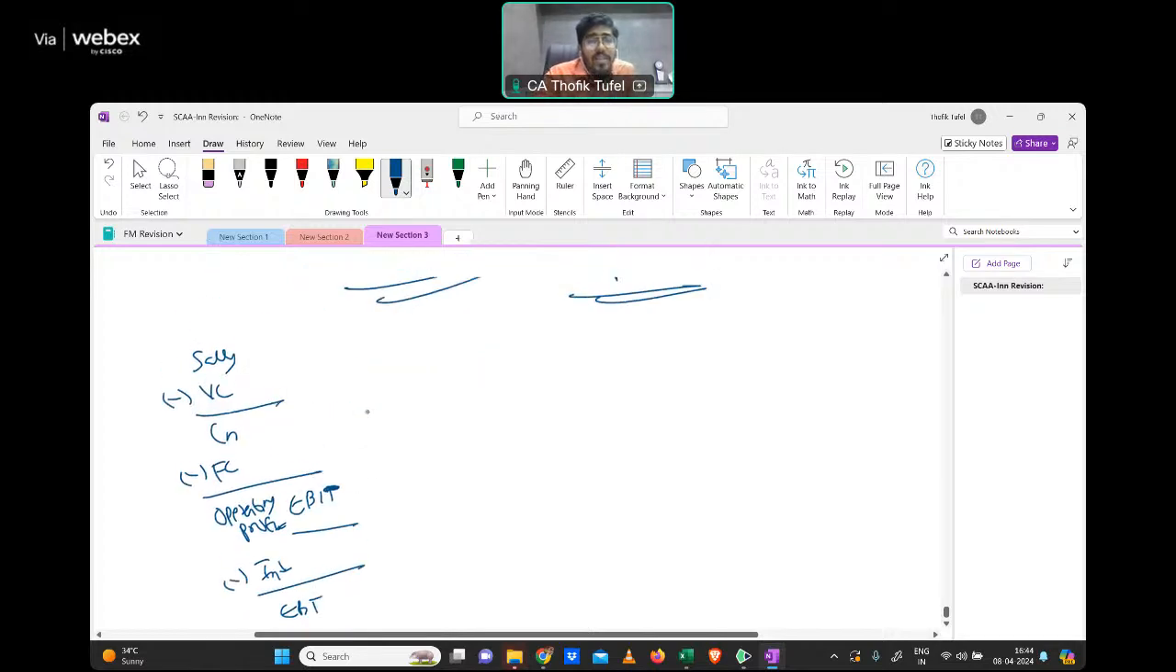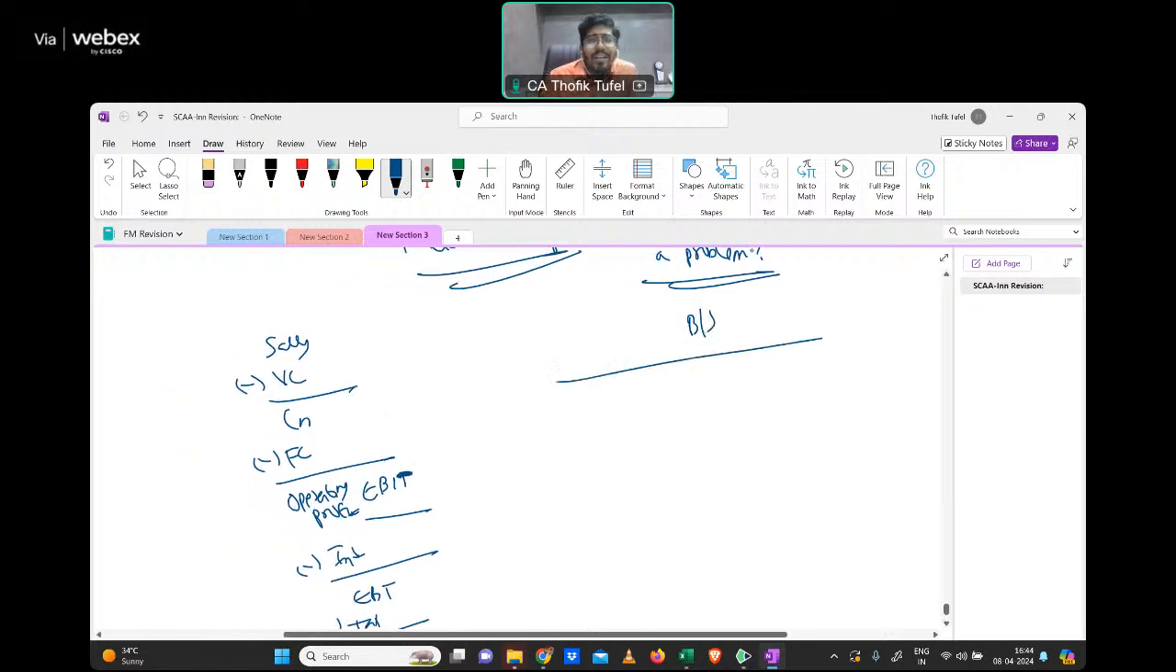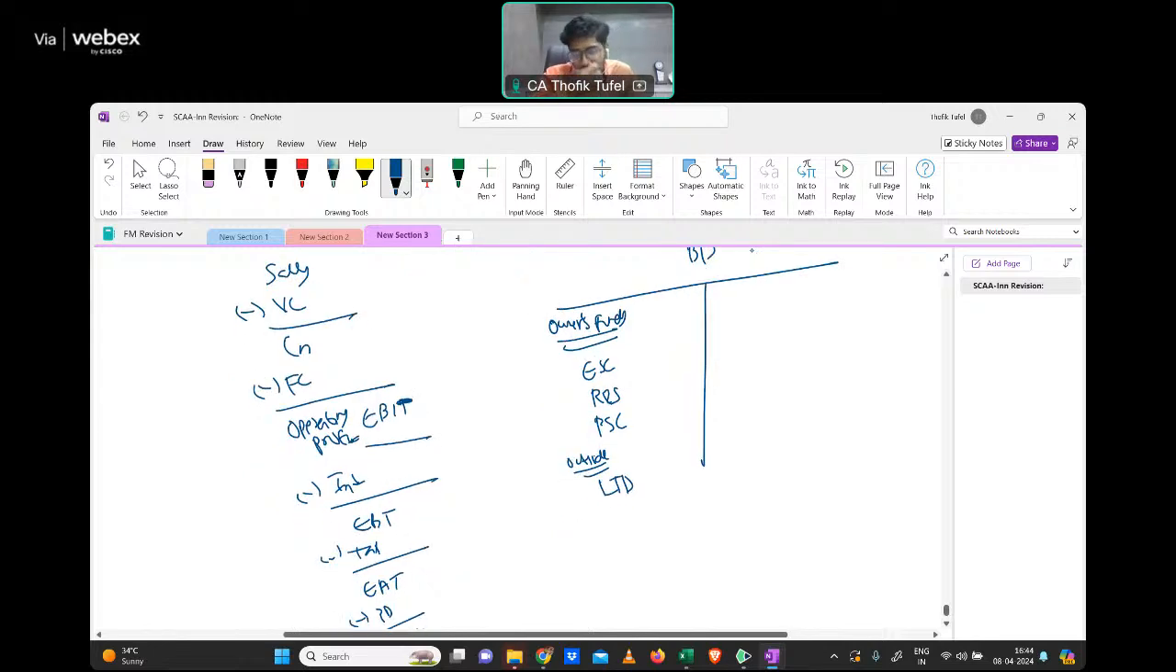This is the income statement. Now, the balance sheet: first you will have owners' funds, then outside funds. In owners' funds, you will have equity share capital, reserves and surplus, and preference share capital. Outside, you will have long-term debts, then other current liabilities and creditors. On the other side, you will have non-current assets and then current assets. Non-current assets are mostly fixed assets. Current assets are mostly inventory, receivables, cash and bank balances. This is what the balance sheet will look like.